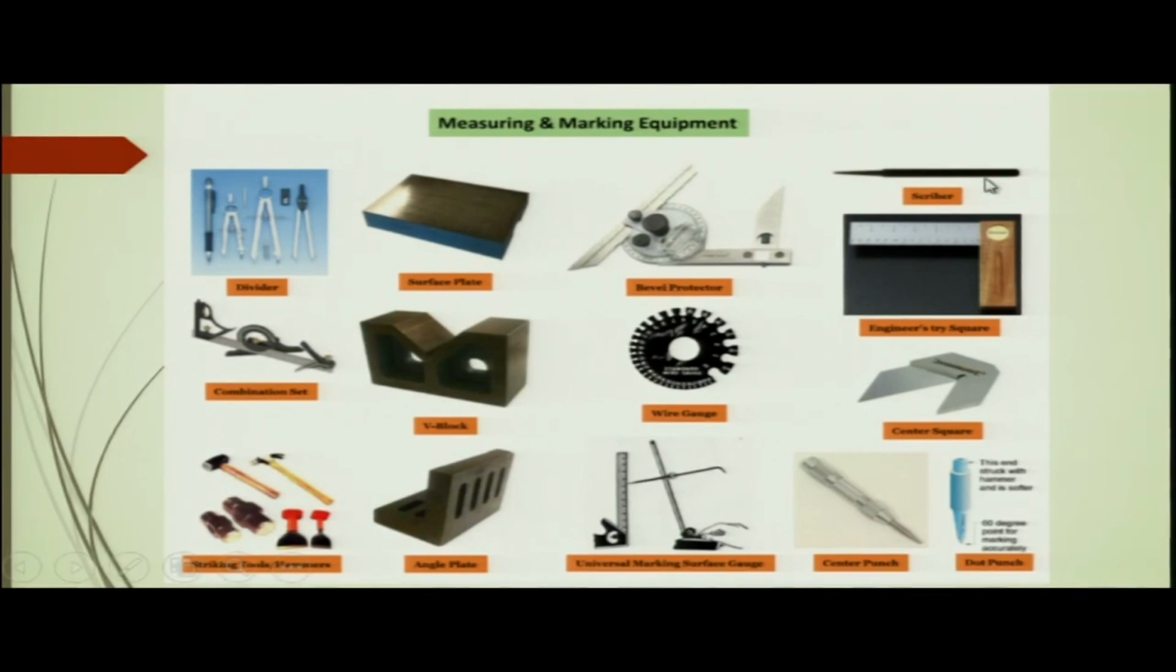This is a scriber to scribe the part, to mark it. This is the engineer's try square that many of you might have used to make drawings in your classrooms. This is the wire gauge. Wire gauge has different profiles with different diameters, from very small to very large. You can see these holes.